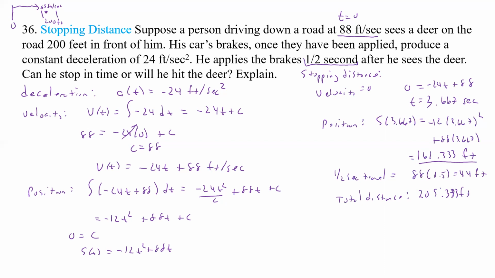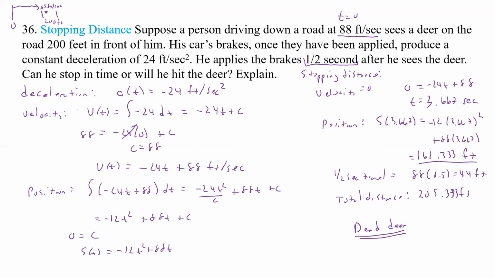So guess what? Bambi just got run over, because they were only 200 feet away. He had 205.33 feet before he actually stopped. So we have a dead deer, unless the deer was lucky enough to run away. In that case, we don't have a dead deer. But if it didn't, and got the deer-in-the-headlights look and just stood there, then we have some hamburger there on the highway. So that would be that one.